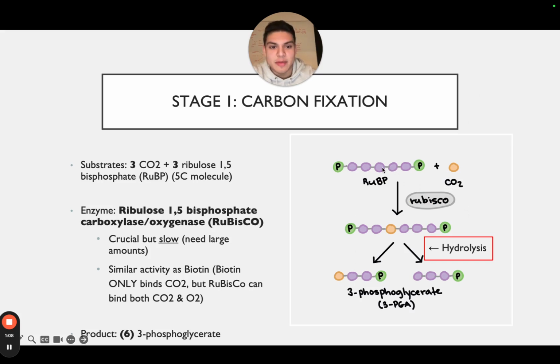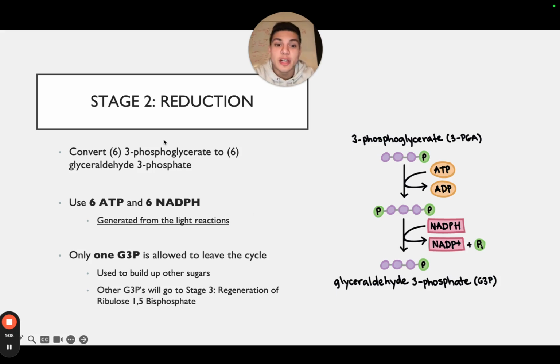So 3 of these are going to combine with 3 of these, and then we'll form our 6 3-phosphoglycerates, because there's 2 here. 2 times 3 is 6. So then moving on to stage 2, we're going to convert our 3-phosphoglycerate. This diagram only shows 1 at a time. Remember that. So we're going to convert our 3-phosphoglycerate into glyceraldehyde 3-phosphate.